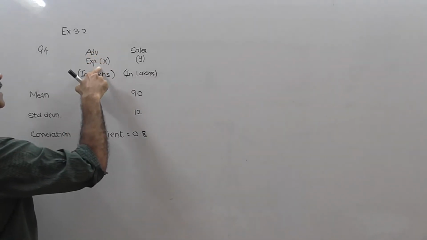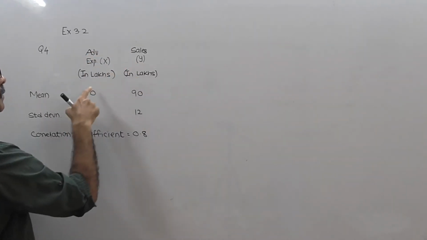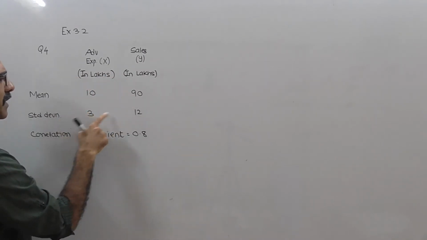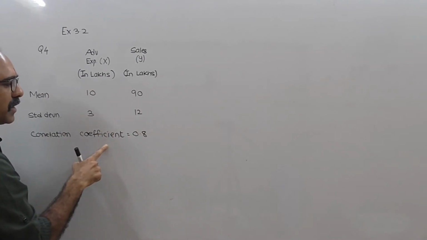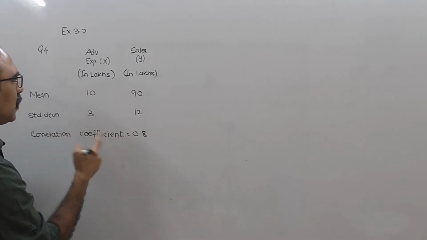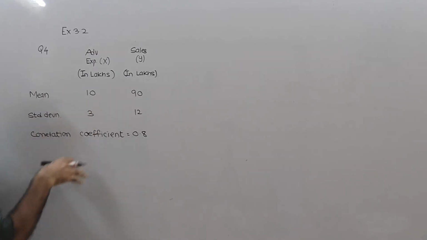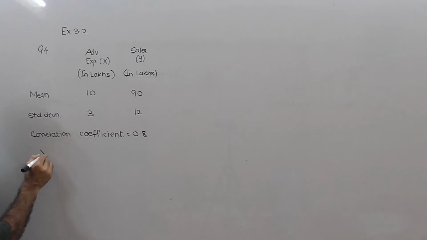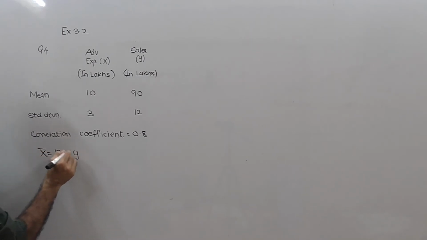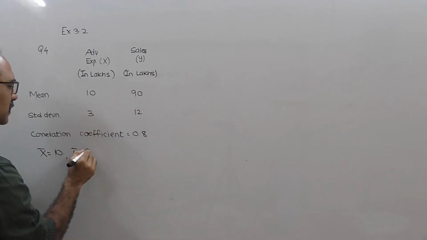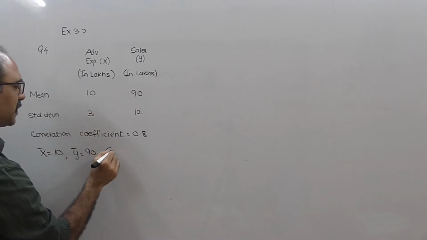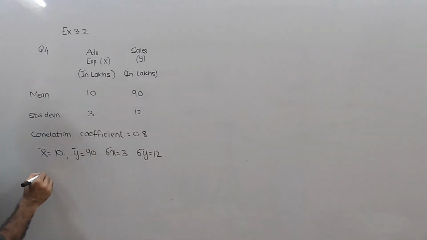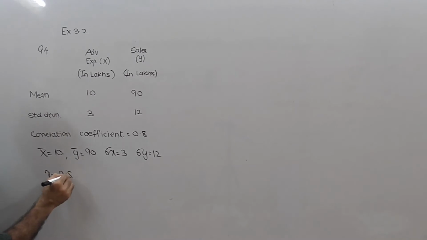See, they have given advertising expenditure as x, sales is given as y, and both are in lakhs. Mean is given as 10 and 90, standard deviation is given as 3 and 12, and correlation coefficient is given as 0.8. So what we will do is we will convert this entire data into statistical symbols. Mean of the x series is x bar, which is 10, mean of the y series is y bar, which is 90. Standard deviation of x is 3, standard deviation of y is 12, and correlation coefficient is r, which is 0.8.